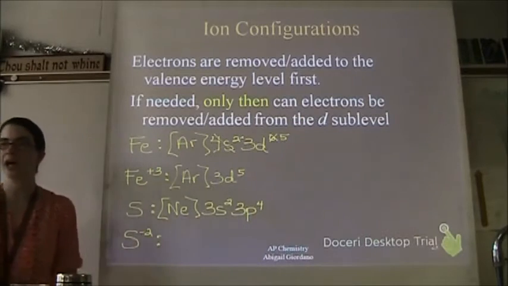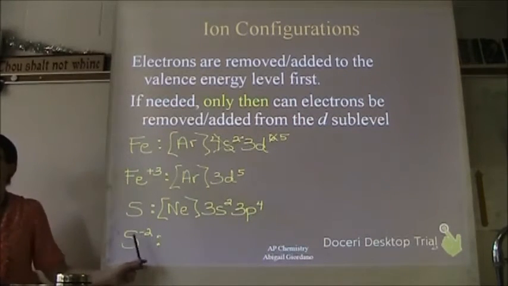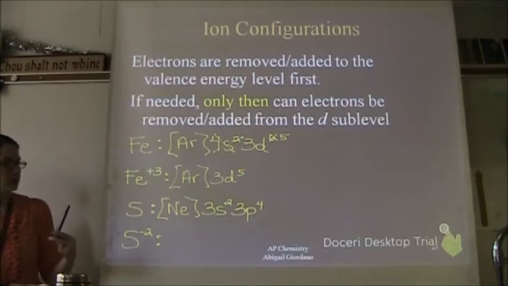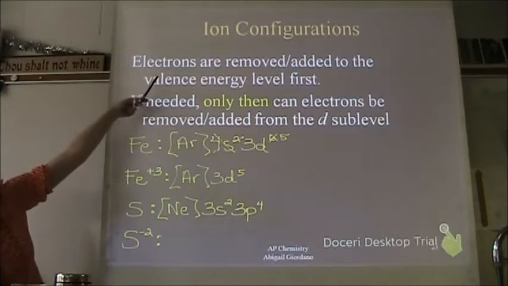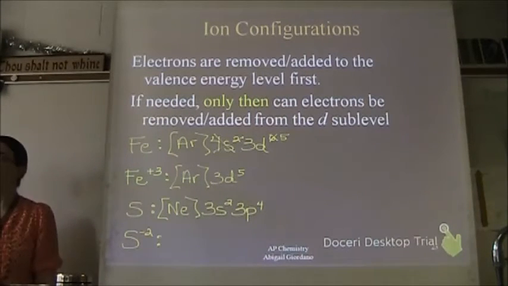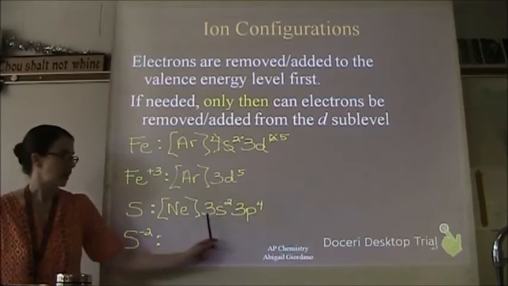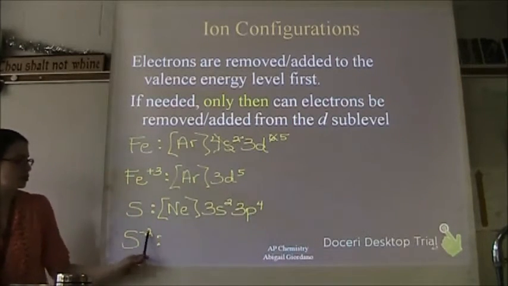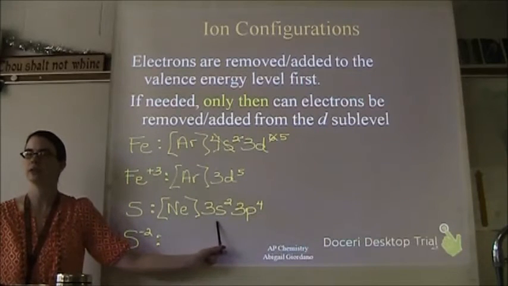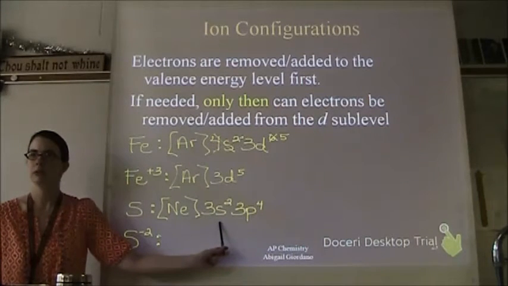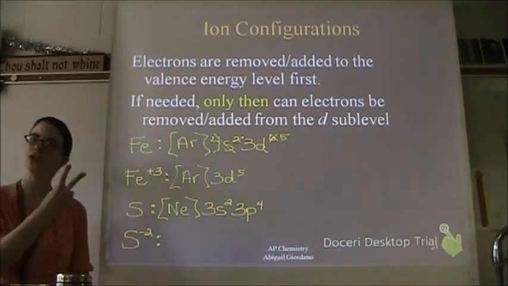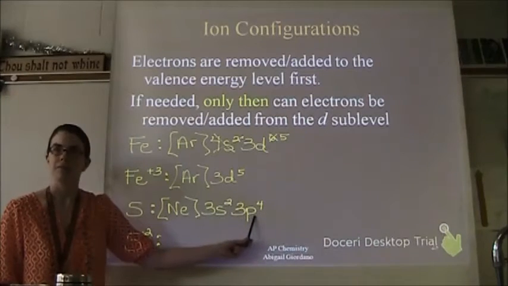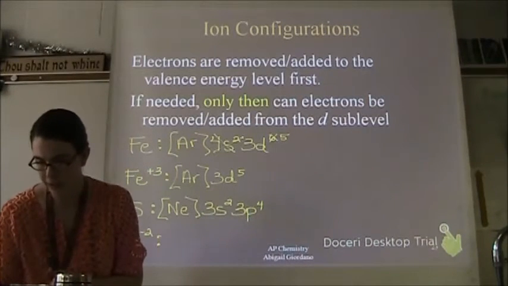Well, what if I had sulfur in its ion form? What does a -2 charge mean? What happened? It gained 2 electrons. Okay. Well, it says electrons are added to the valence energy level first. Energy level 3 is my valence energy level. Can I put these 2 electrons in 3s? Why not? It's already full. S can only hold 2 electrons, so where do you think I have to put them? In P. Okay, so let's do that.